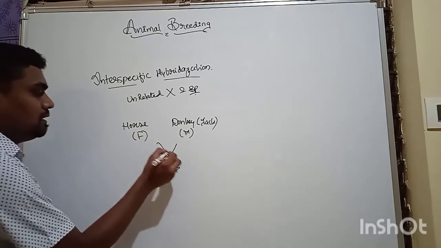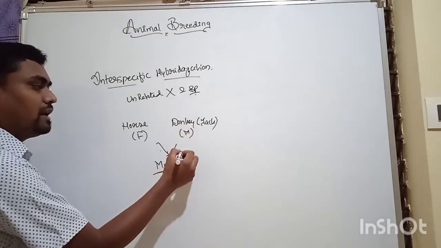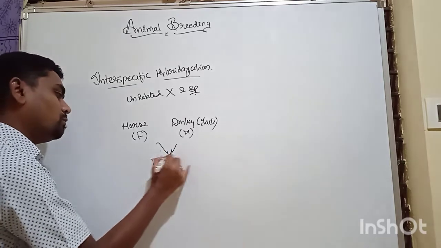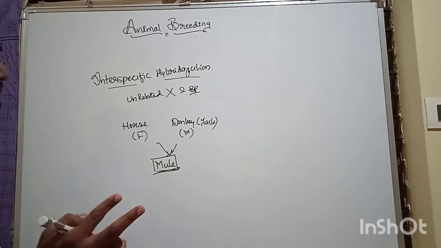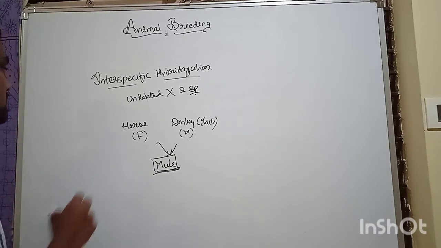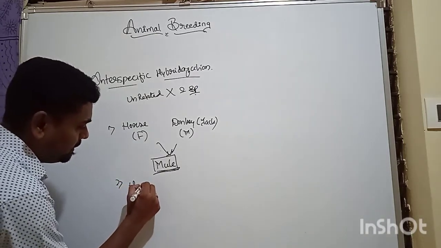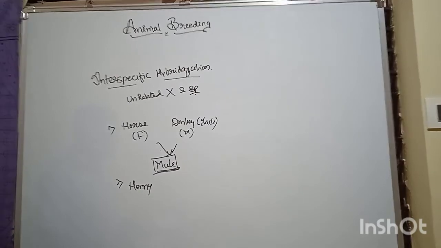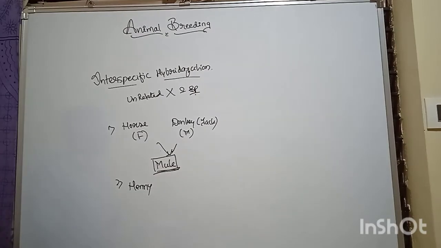It has inherited a few characters from the horse and a few characteristics from the donkey. So the output of crossing two unrelated species is the mule. Some other examples are henny. These are some of the examples.